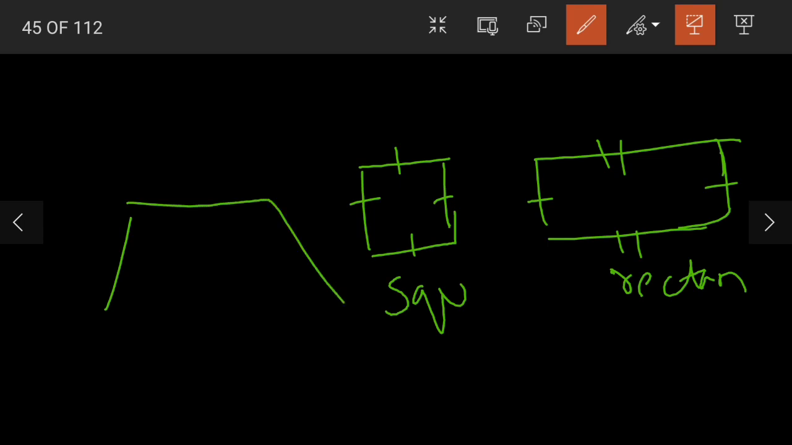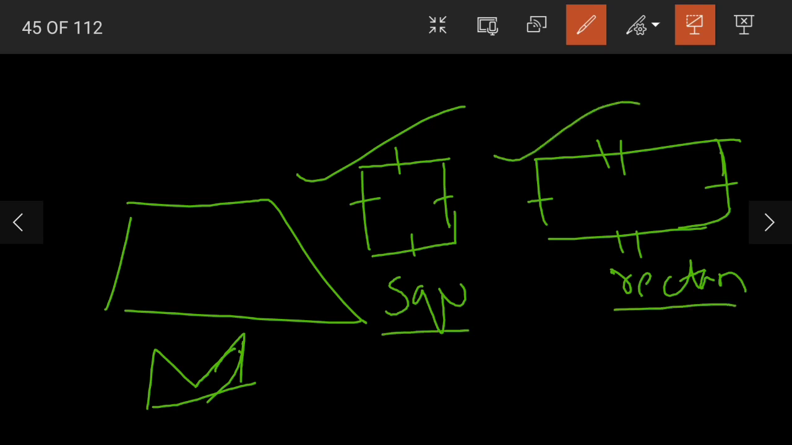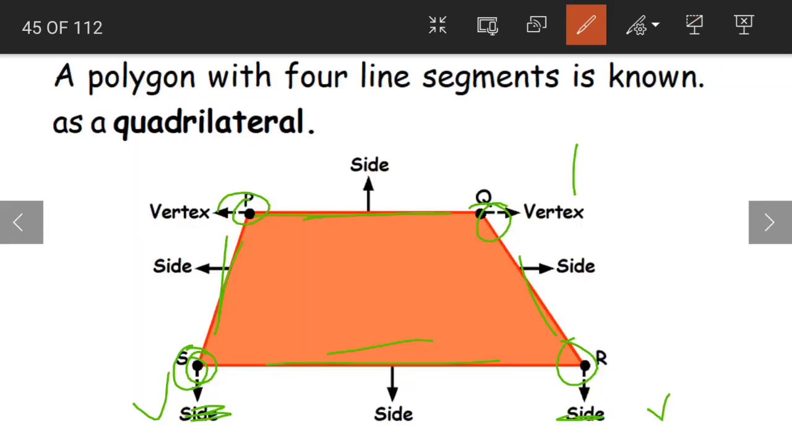Now apart from this, when we have any figure which is drawn using four lines, understood children? Any figure which is drawn using 4 line segments is called a quadrilateral. Now squares and rectangles are also a type of quadrilateral. Is this clear? See this, or something like this. So whenever I draw a simple closed figure using 4 line segments, it is called a quadrilateral. Here quad means 4, so that is why it is known as a quadrilateral.